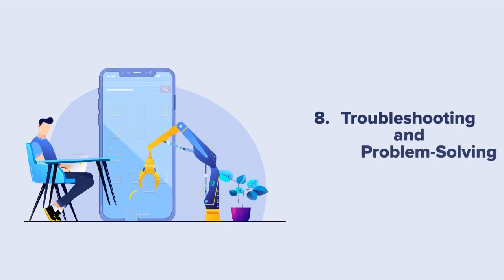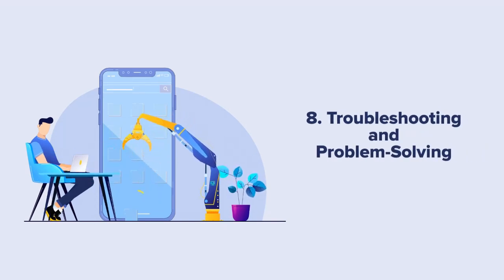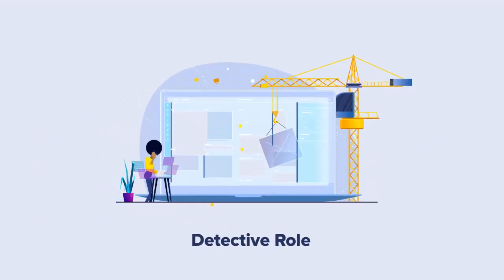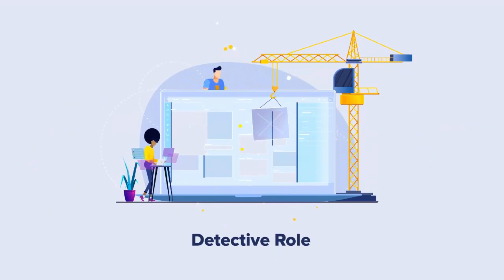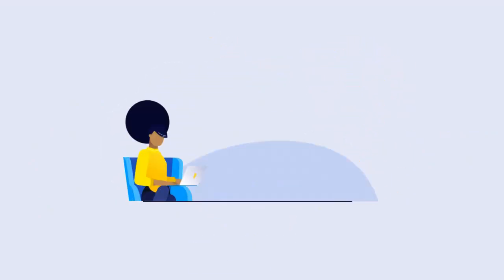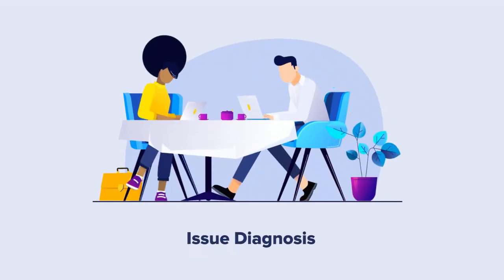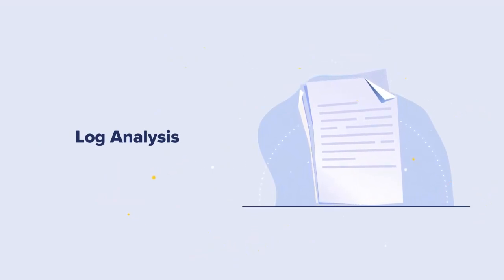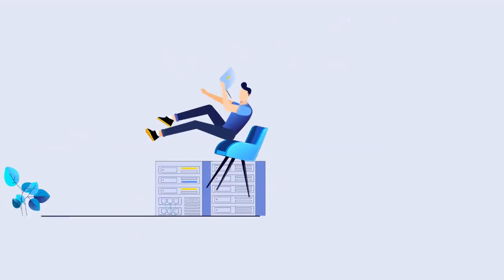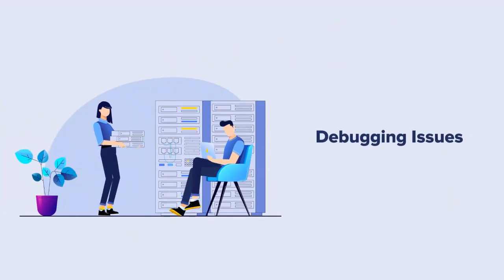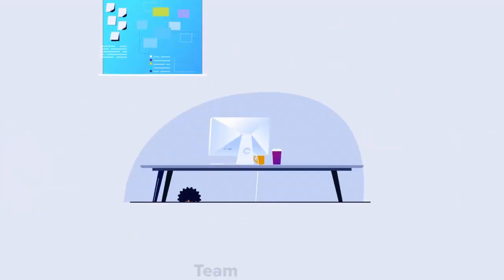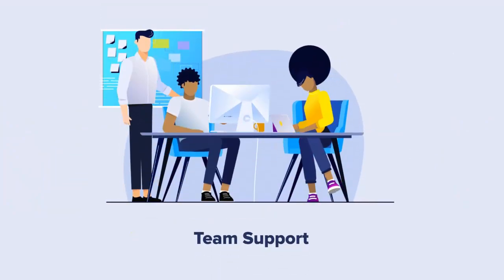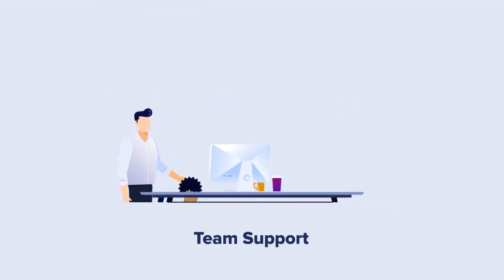8. Troubleshooting and problem solving. A Linux admin is a detective when issues arise. Whether it's a service failing to start or a kernel panic, they analyze logs using tools like journalctl and dmesg, debug and fix software or hardware issues, and provide support to development and IT teams for smooth operations.